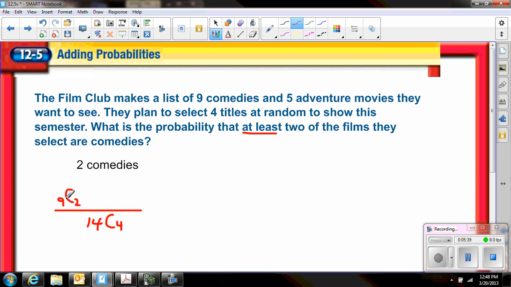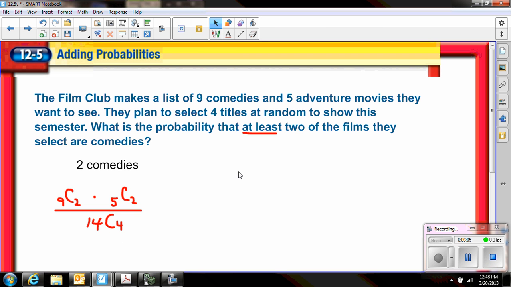Now, this isn't quite enough, because what about the other movies? They make a difference too. Remember, I'm choosing 4. So because of that, I have to factor in those other 2. So I have 5 adventure movies, and from those 5 adventure movies, we're going to choose 2. Fundamental counting principle tells me, let's multiply them together. So there's the number of 2 comedies that could take place.